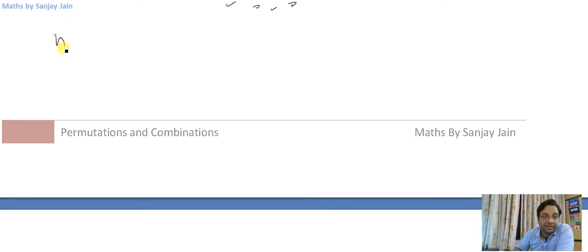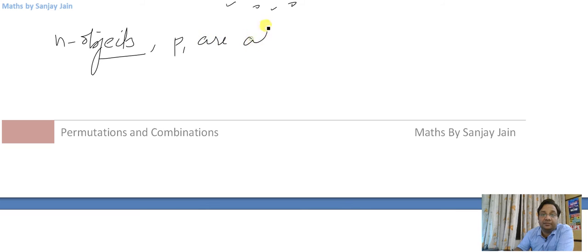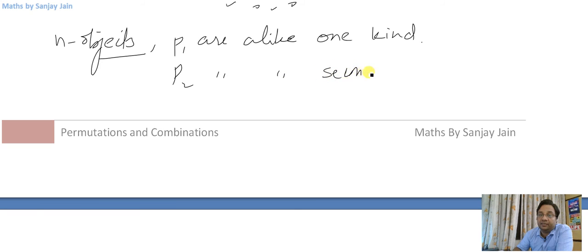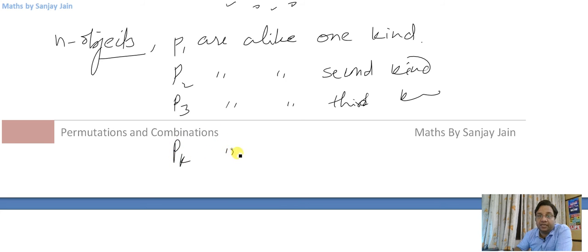So if there are n objects in which p1 are alike, right? These are of one kind. p2 are alike of second kind, let us say. p3 are alike of third kind, and there are pk objects which are alike of kth kind.